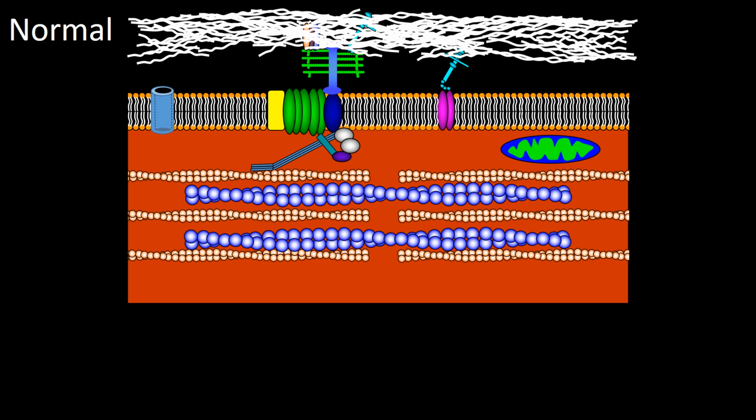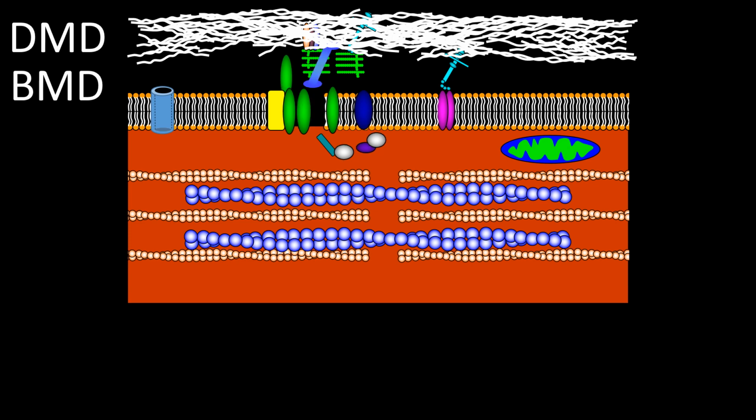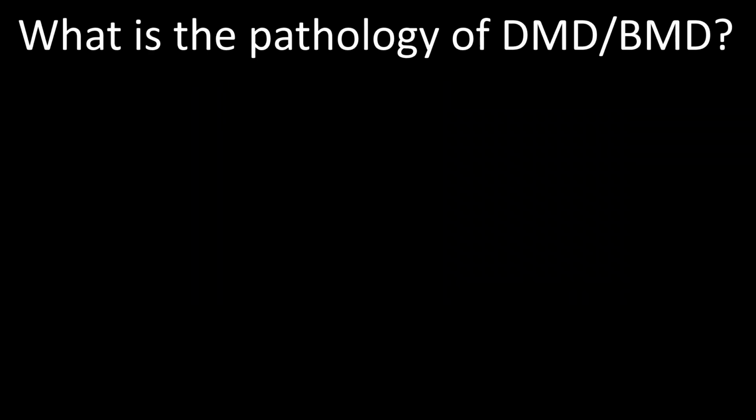So this is a normal muscle. Now I am representing the muscle of a DMD or BMD patient. And as you can see, there is no dystrophin. Hence, as the muscle is used, the alpha-dystrophin glycoprotein complex comes apart, leading to membrane disruption and calcium channel widening. It is the consequence of these alterations that establishes the pathological basis of DMD and BMD.